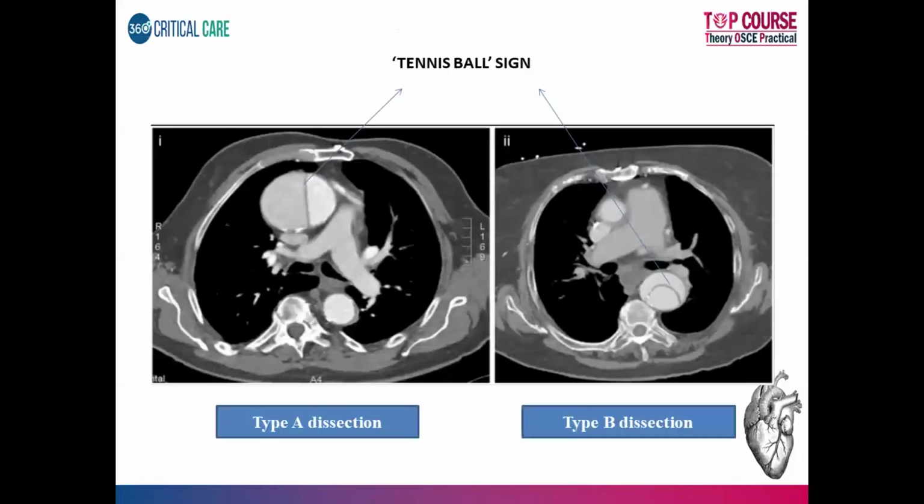So what you see is the presence of a visible dissection flap, and that is known as the tennis ball sign. If you see, it's a type A dissection involving the ascending aorta. So this is the tennis ball sign where you have a true lumen and the false lumen. The same thing in type B, the descending aorta, having a true lumen and the false lumen, which is separated by the dissection flap.